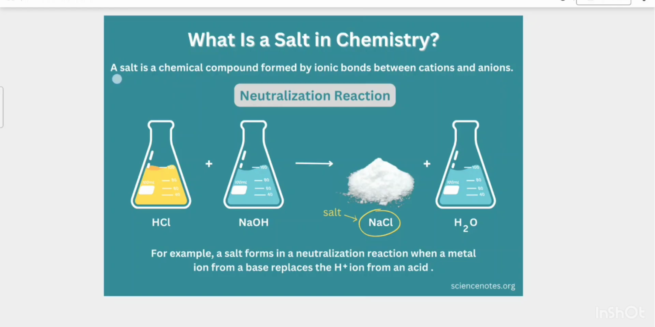A salt is a chemical compound formed by ionic bonds between cations and anions. Okay, and this is a neutralization reaction. We will do it later.